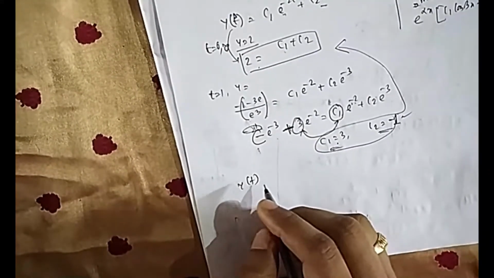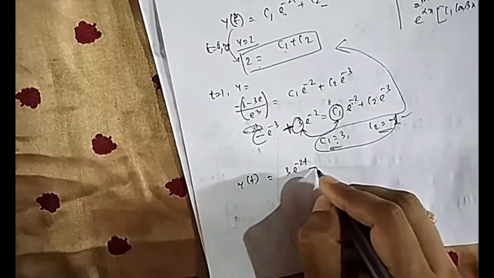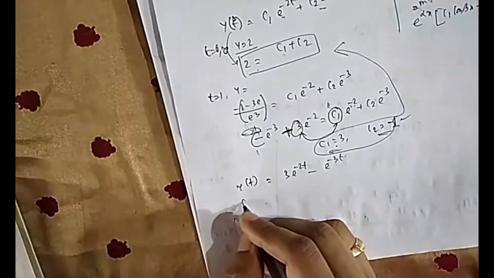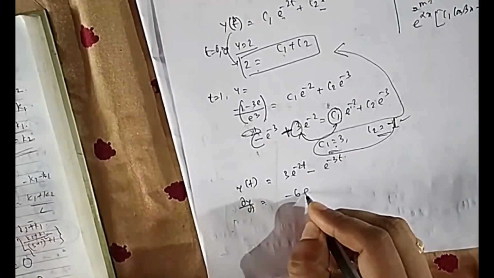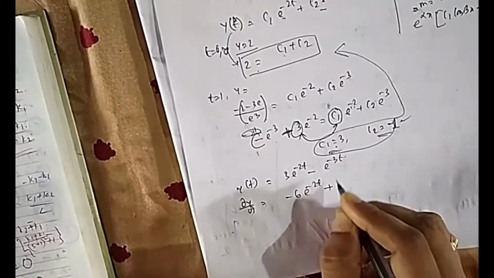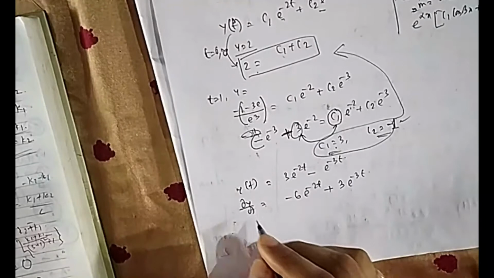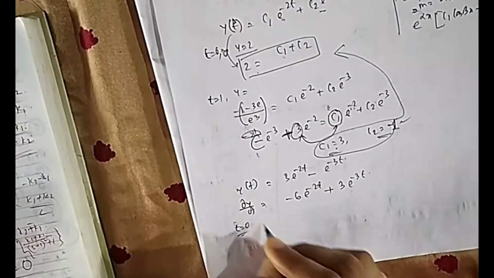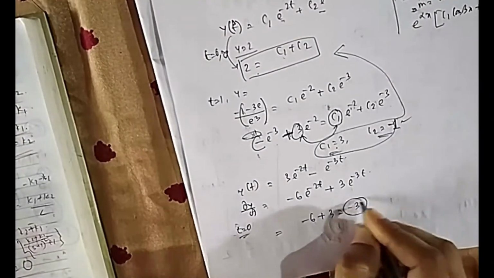So if you find here, y2 will be equal to 3 e to the power minus 2t minus e to the power minus 3t. So if you take dy/dt, then it will be minus 6 e to the power minus 2t plus 3 e to the power minus 3t. They have asked you to find it at t equal to 0. So at t equal to 0, what will be the value of this? If you put 0, it will be minus 6 plus 3. So answer is minus 3.